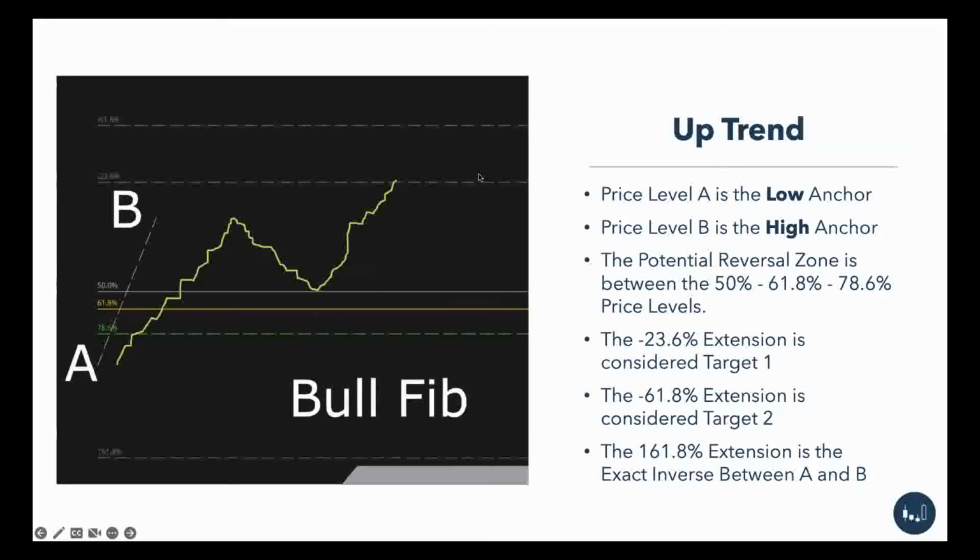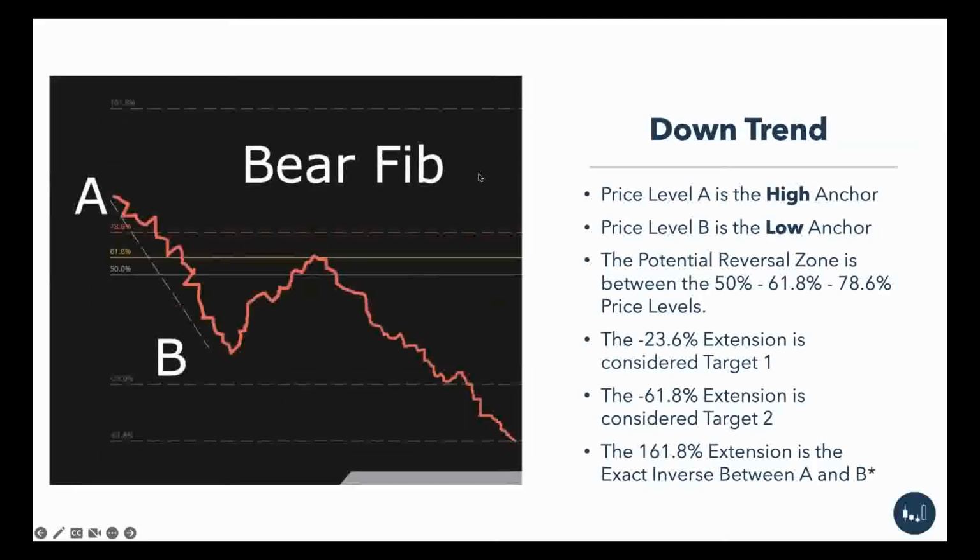To the opposite side of that, looking at a downtrend, we have our anchors. A is the high anchor, B is the low. So this would be called a high to low. You have the same math in the middle as far as the potential reversal zones. You have the same math for the extension target 1, target 2, and you still have the 161.8, which is the exact inverse between A and B. So we have a bull fib retracement and a bear fib retracement. And over the last several weeks, we've seen a lot of both of this across the broader markets.